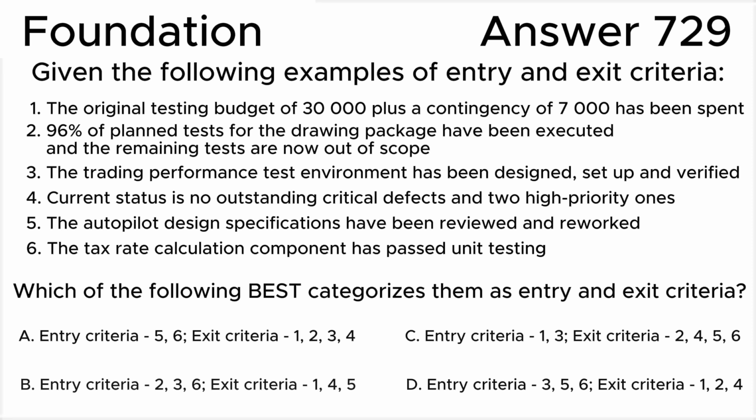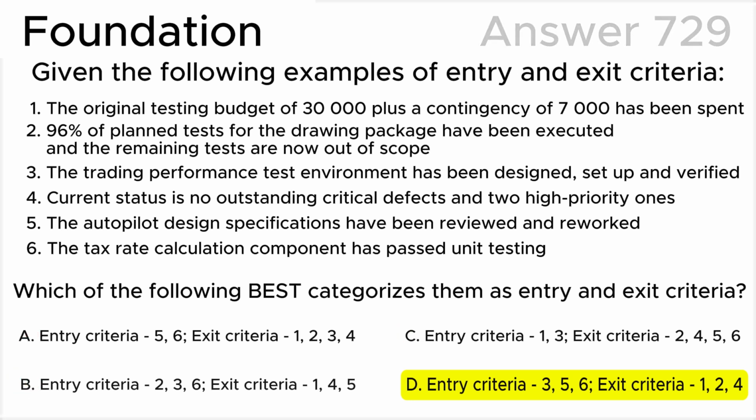In summary, all of the above leads us to the correct answer D. Entry criteria are 3, 5, 6. Exit criteria are 1, 2, 4. And answers A, B, C are incorrect. My recommendation: please remember entry and exit criteria to pass the ISTQB Foundation Level exam.